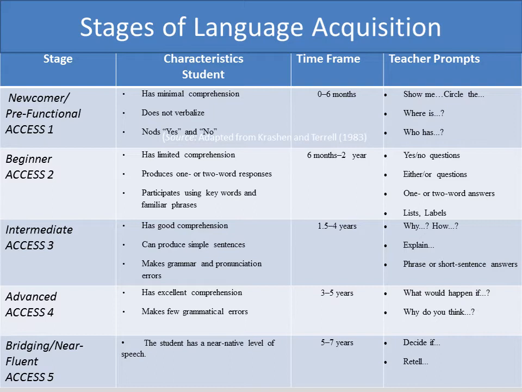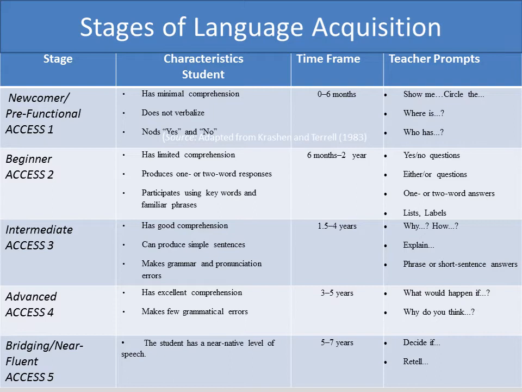The student's comprehension is definitely growing, and the production includes simple sentences where you really feel like you can have a conversation with these students. They're, of course, going to make lots of grammatical and pronunciation errors, but the student now is at a place where you're feeling more confident in having a conversation that they're actually understanding and interacting back with you. The time frame here could be anywhere between 1.5 years of learning English all the way to their 4th year.